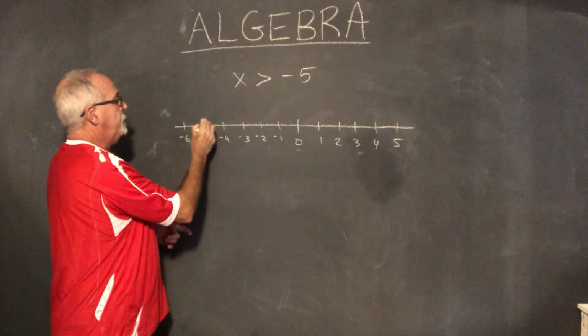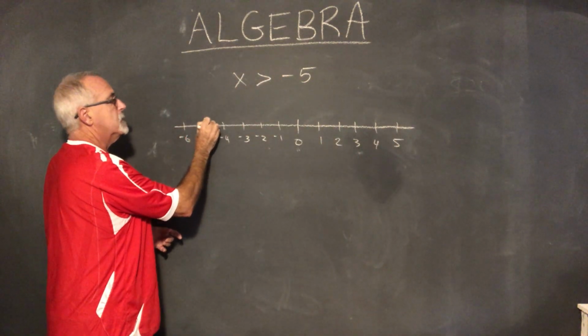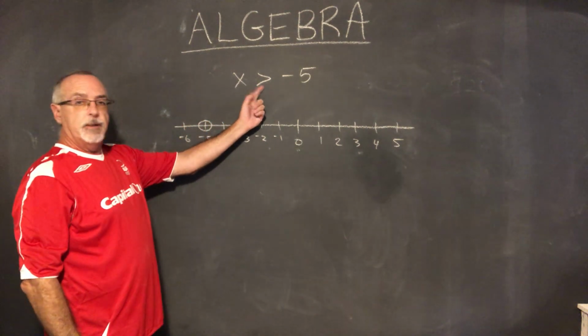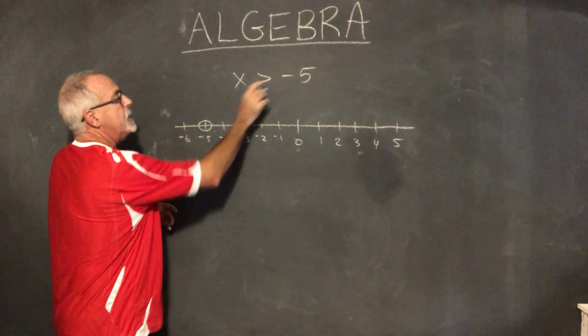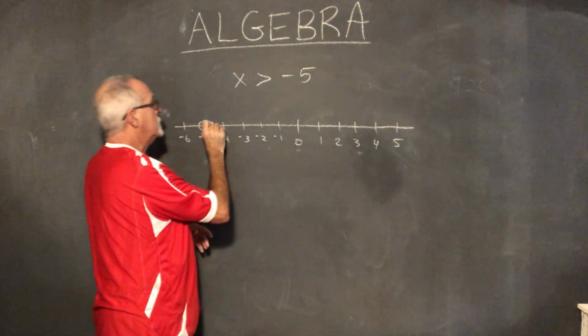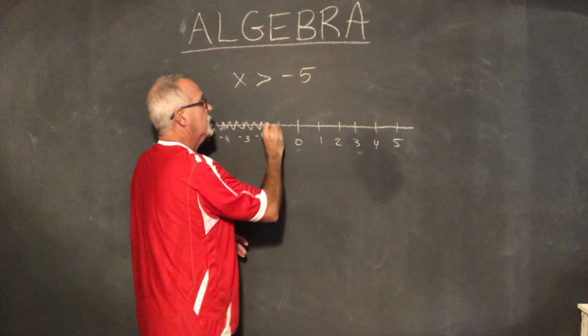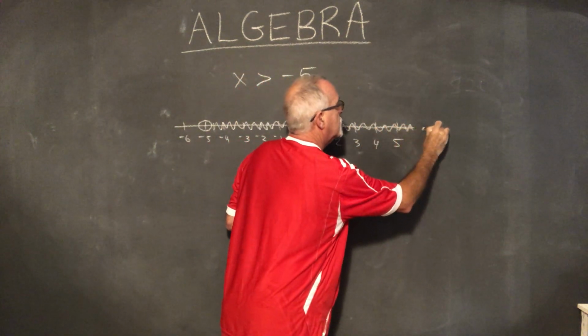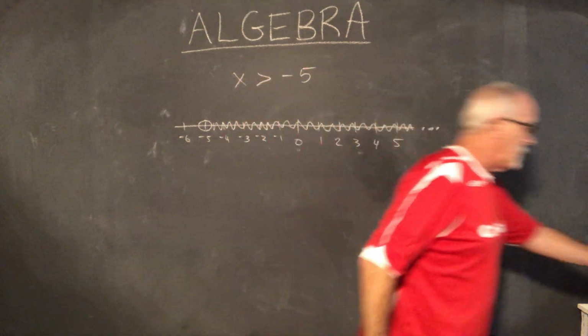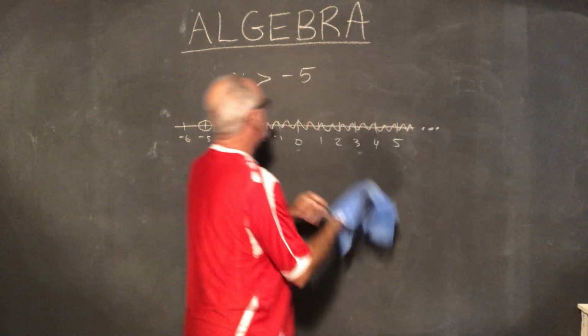It is negative 5, that's my number, so that's where I want to put a circle. I am not filling in the circle. It is greater than, it is not greater than or equal to. And greater than is this direction, so I'm shading in this direction. I ended up doing quite a lot of shading, quite a long number line, and I put dot, dot, dot to show that it keeps going. Okay, how about the next one?